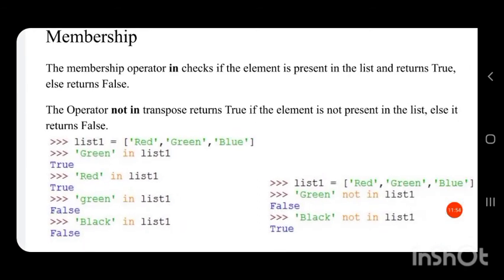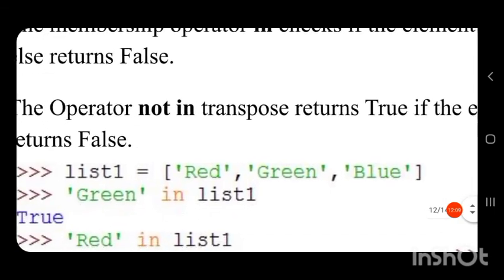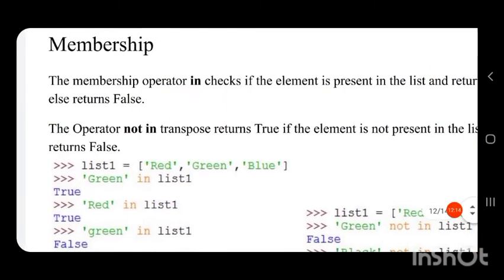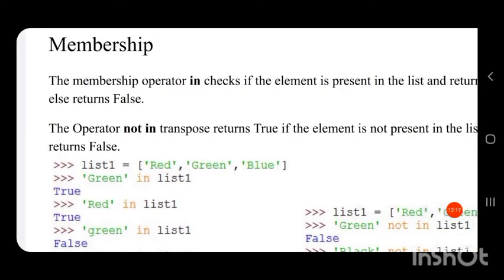So the membership operator in checks whether a particular element is a member of that list. In is a membership operator and not in is also a membership operator. If that value is an element of that list, then it returns true. If that particular value is not an element of that list, then it returns false.